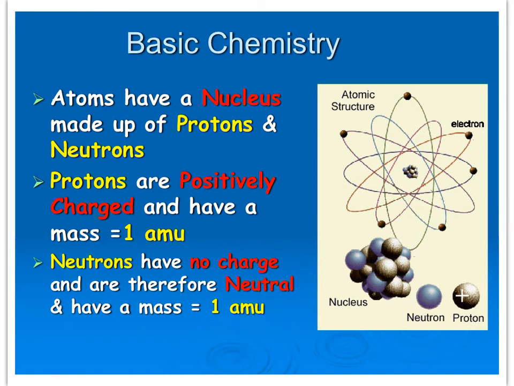So in the nucleus, again, we have protons and neutrons. Protons are positively charged, positive, and their mass is 1. Neutrons have no charge, so we call that neutral. So neutral, neutron, and their mass is also about 1. So most of the mass of the atom, all of it essentially, comes from the nucleus, from the protons and the neutrons.